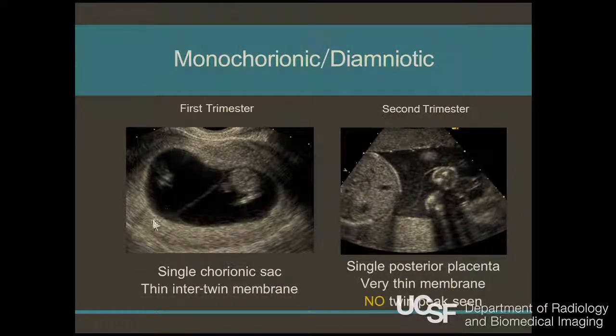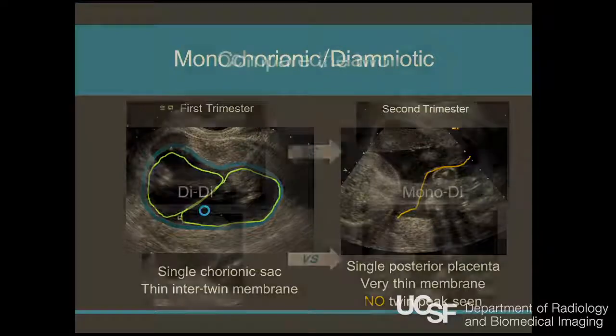Whereas in the first trimester with a monochorionic pregnancy, there's only 1 placenta, and the only thing intervening between these 2 is this thin amniotic membrane. So, I think I have a picture with all of them together.